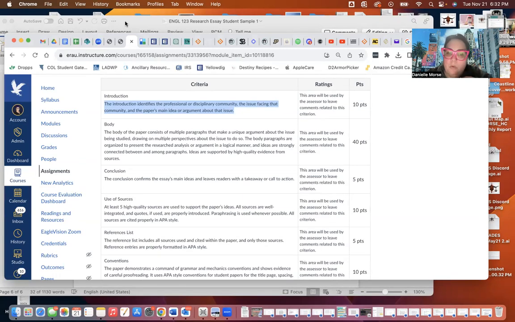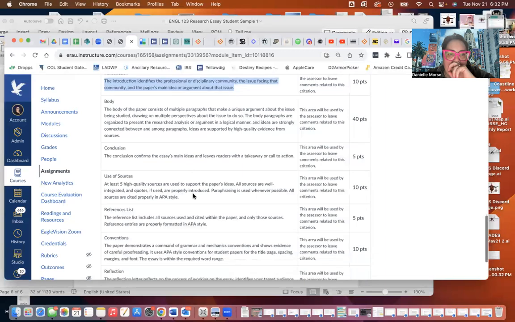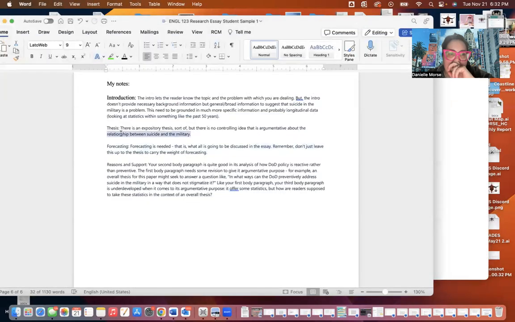But forecasting is still necessary. Even though forecasting isn't in the rubric doesn't mean that we don't do forecasting. It's just presumed that you should be doing forecasting. There also used to be a part for the thesis. I have a feeling they took out some of these rubric areas because they were too specific for an English 123 course.